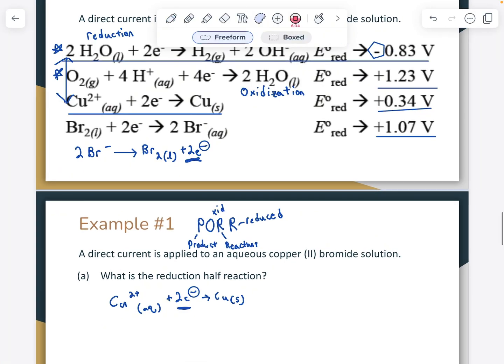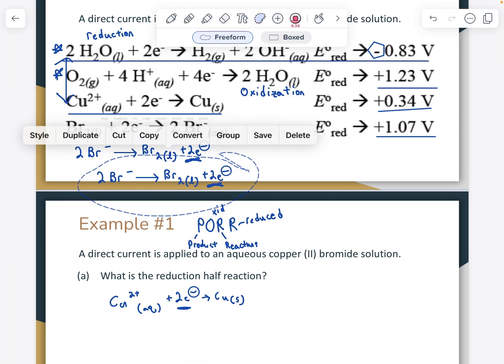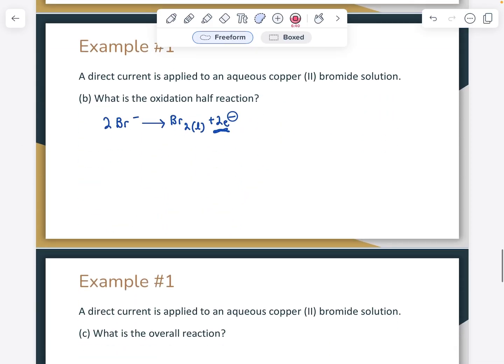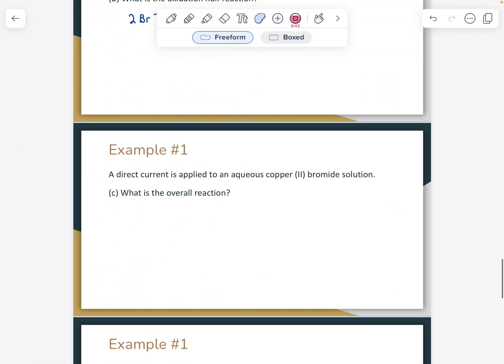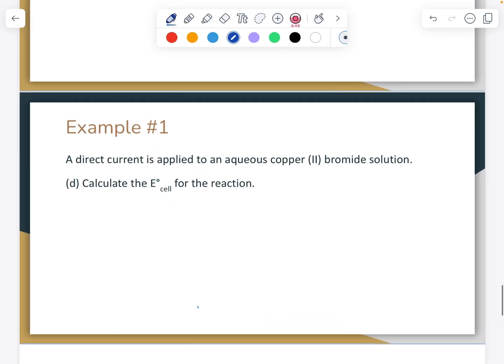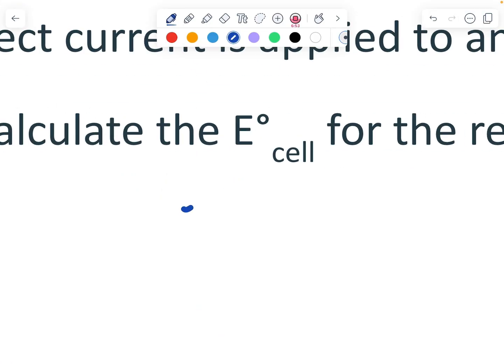So let's just duplicate this down here, bring it down to our example. That's our oxidation half reaction. And the overall reaction, I'm fairly certain you guys know how to do this by now, so we'll skip that just for the sake of time. And let's calculate our E cell real quick just so we know how to do that. Our E cell will equal our E of our cathode minus our E from our anode.